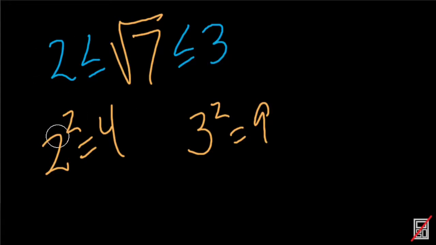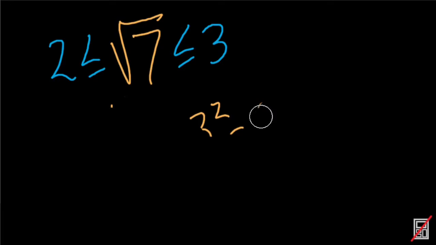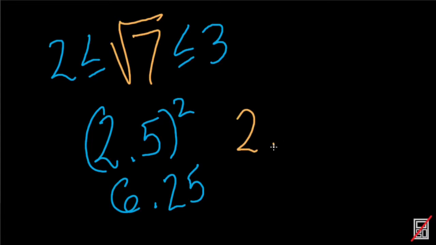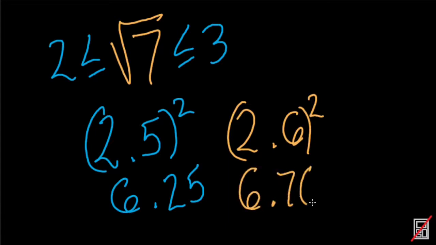Now what we could do to go farther is check decimal places. So we could say the square root of 7 is probably a bit past half. So if we wanted, we could take 2.5 squared. And if we calculate that, we'll end up getting 6.25. So that'll be less than it. We bump up to 2.6 squared. Calculating this will give us 6.76, getting us a little closer.